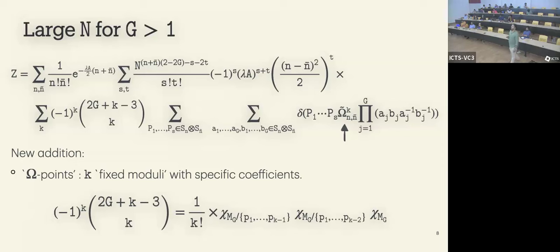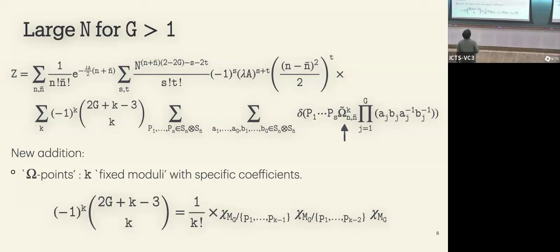So this is the full large n expansion of the full expression for any capital G. It's not for G equal to 1. You see that now you have (n plus n bar) to the power 2 minus 2G factors, and everything else is more or less the same except this particular term. Now you have capital G number of A and B elements, and an extra factor, omega tilde. I didn't write down the expression for this omega tilde, but it's some coefficients times group elements of S_N. Whenever this object goes to identity, you take out the coefficient of that particular S_N element and sum them over.